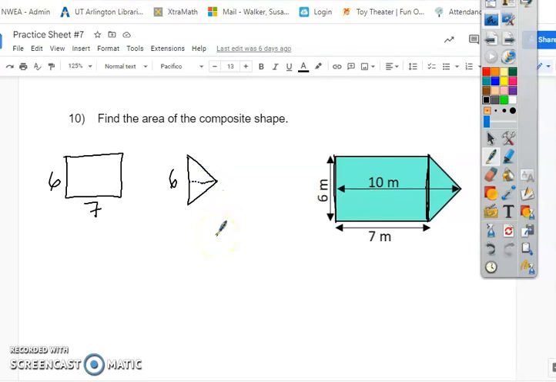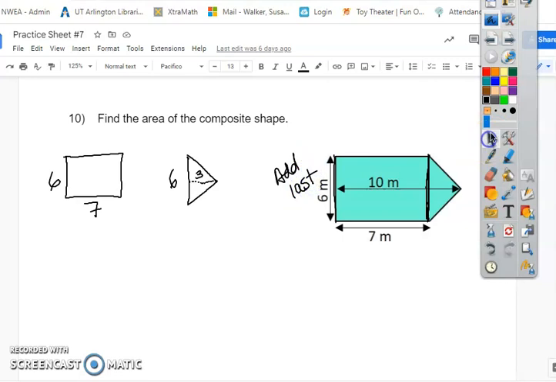And I need to know the height of that triangle. So I have to look here. It's not 10 because 10 goes from here to here. But from here to here is 7. 7 plus what gives me 10? 7 plus 3. Okay? So we're going to find each area. So you're going to do this one. We'll do this one together. Then you add as your last step.